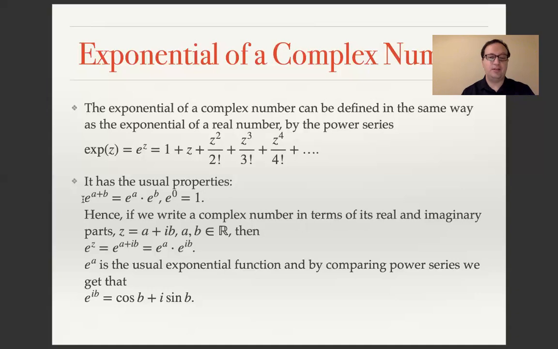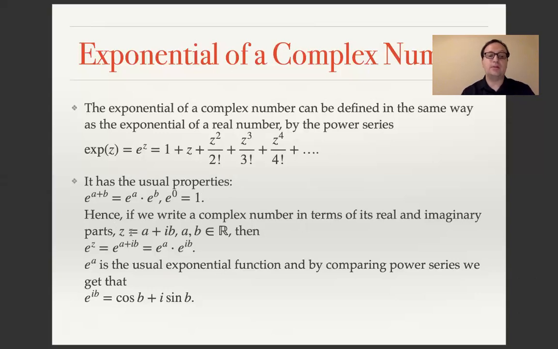So for complex numbers as well, this exponential has the usual properties. E raised to the power a plus b is equal to e to the a times e to the b, and e to the 0 is equal to 1. So this can be used to reduce the exponential of a complex number to more familiar functions.